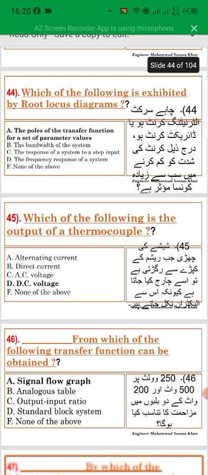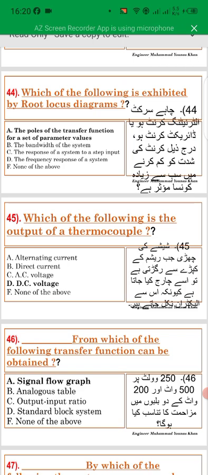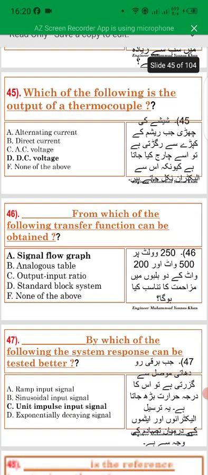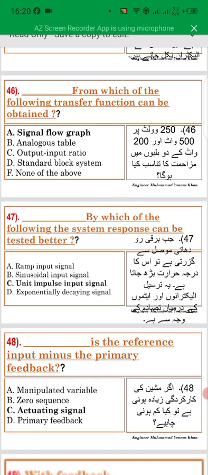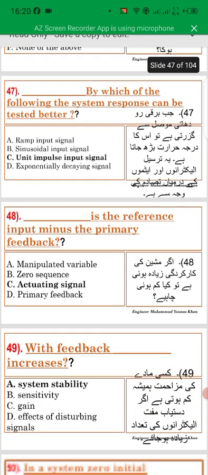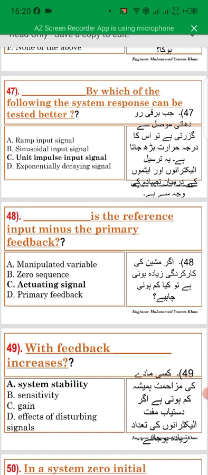Which of the following is exhibited by root locus diagram? The poles of the transfer function for a set of parameter values. Which of the following is the output of a thermocouple? DC voltage. Signal flow graph from which of the following transfer function can be obtained? Unit impulse input signal. By which of the following can the system response be tested better?